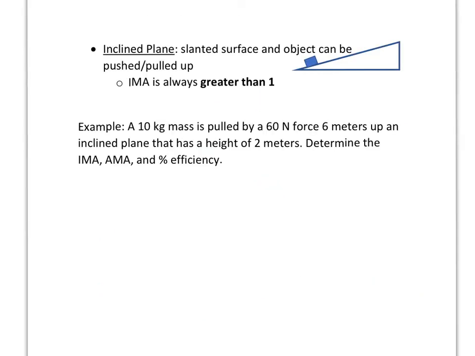So we're going to look at the first simple machine. That's an inclined plane. We've seen inclined planes before. It's just a slanted surface that an object can be pushed or pulled up. The ideal mechanical advantage on inclined planes will always be greater than 1. And just to explain why, let me label this inclined plane, make it a little bit bigger.